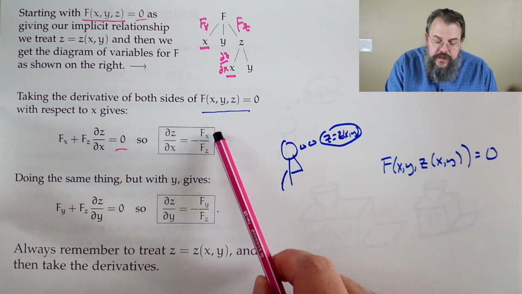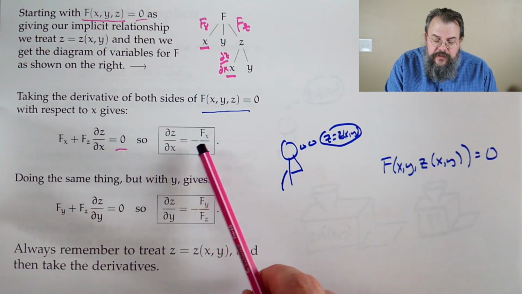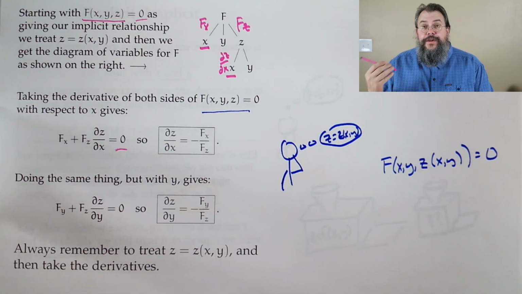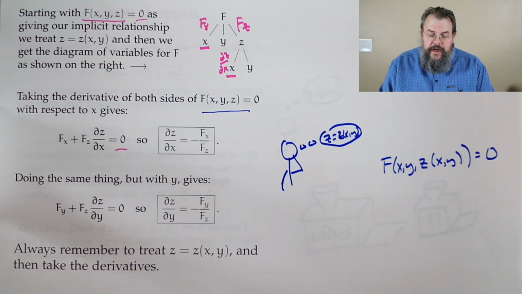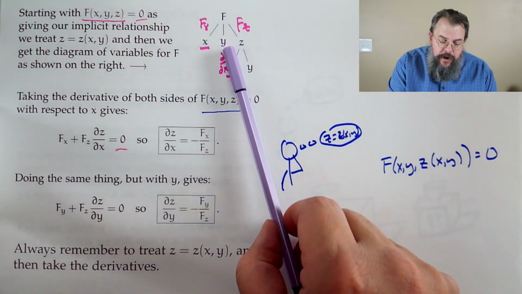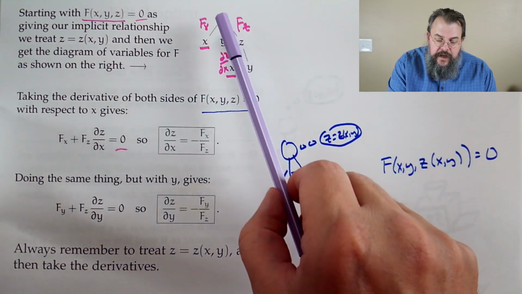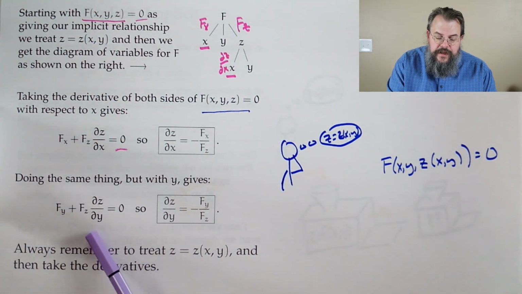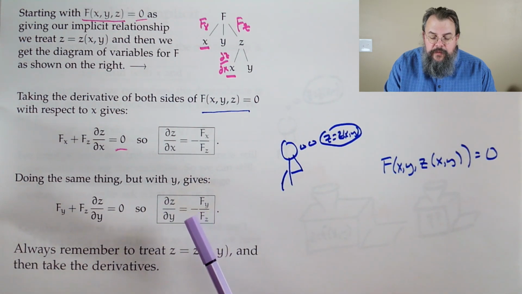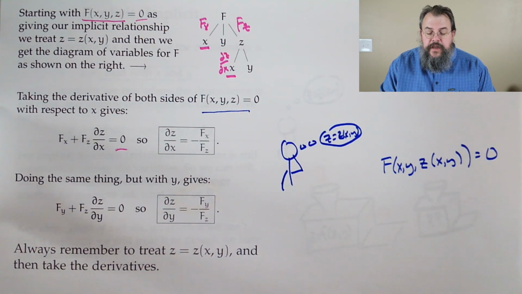Now we rearrange, and we come to the conclusion that partial z partial x is negative of the function with that derivative taken with respect to x, divided by the function with the derivative taken with respect to z. Doing the same thing with respect to y, not much changes. The only thing that changes is now we do f sub y plus f sub z times partial z partial y, again equals 0. So partial z partial y is minus f sub y over f sub z.